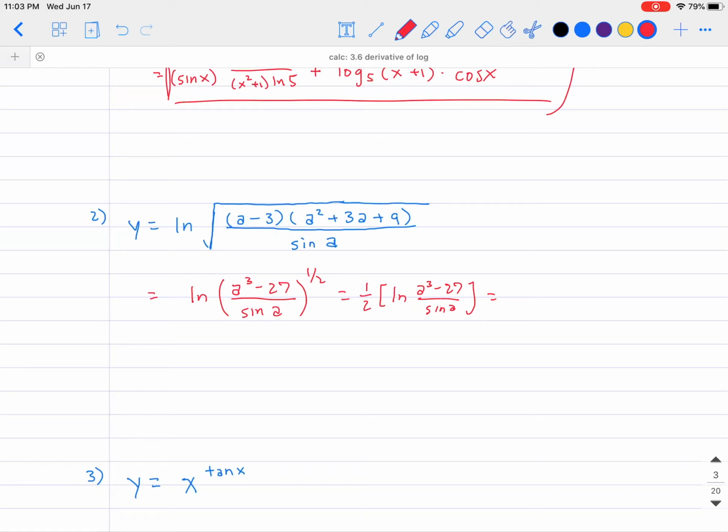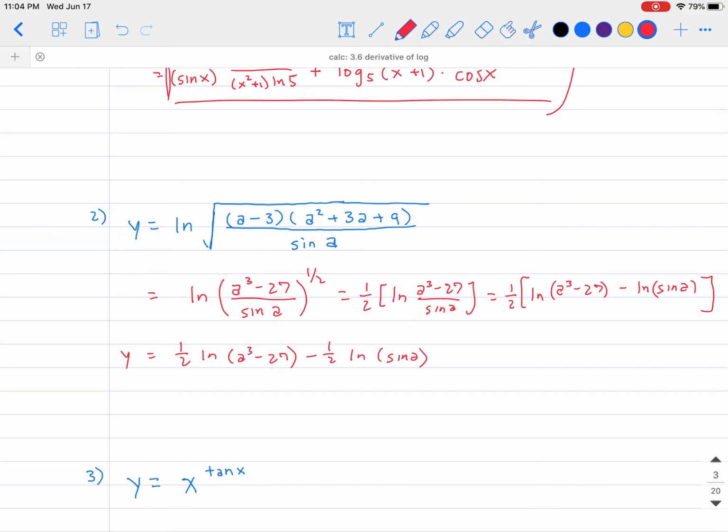In addition, the ln of what we have right there, that's a fraction. So we can use the division property for the logarithm. So this is now going to give us 1/2 multiplied by the ln of a cubed minus 27, that's one part, minus ln of sine of a for the other part. And as you can see, now that's actually a lot easier to take the derivative of. So let's go ahead and clean it up one more time. Multiply the 1/2 to everything. So y is equal to 1/2 ln of a cubed minus 27 minus 1/2 ln of sine of a.